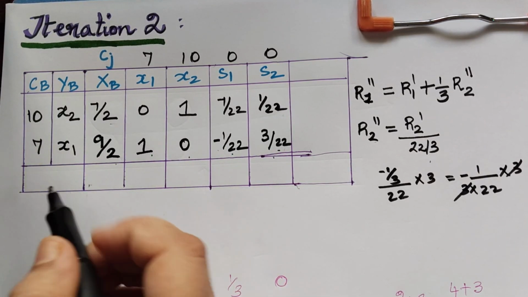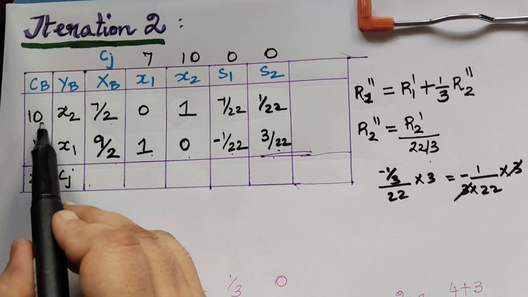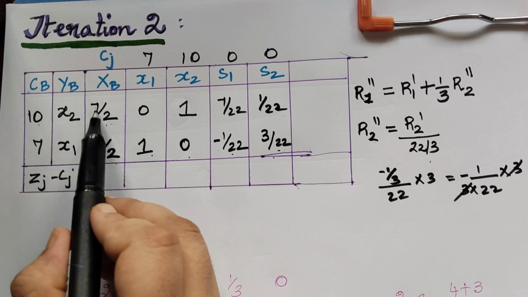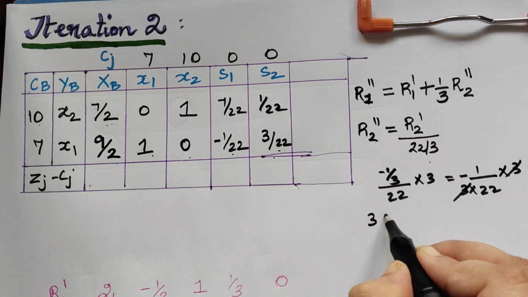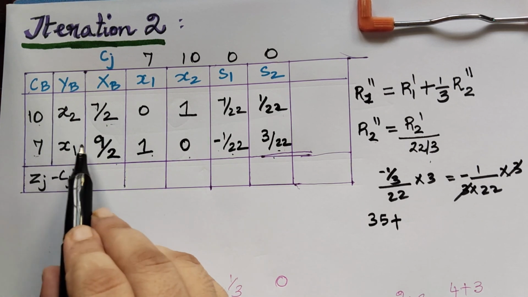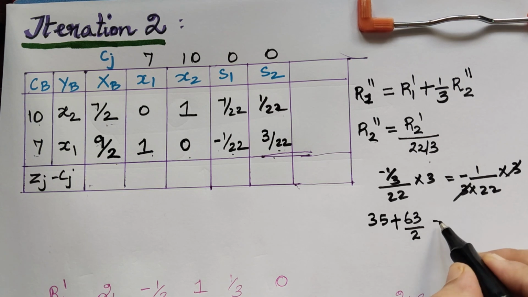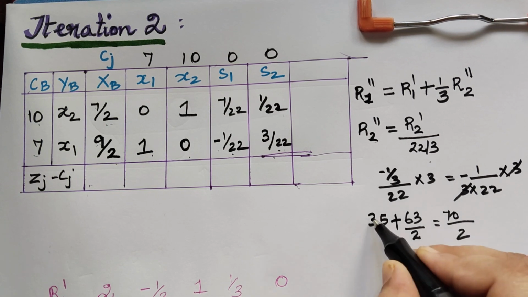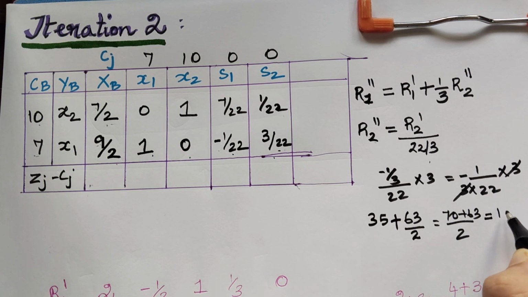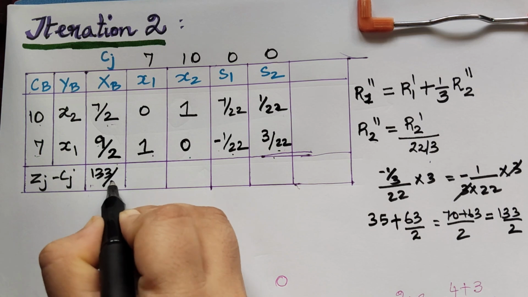Now next we have to find Zj minus Cj. So for this column it will be 10 multiplied with 7 by 2. So 2 5 times is 10, so 7 5 is 35. So 35 plus 7 multiplied with 9 by 2. 7 9 times is 63 divided by 2. And so the LCM will be 2. 35 into 2 is 70 plus 63, which will give us 133 divided by 2.